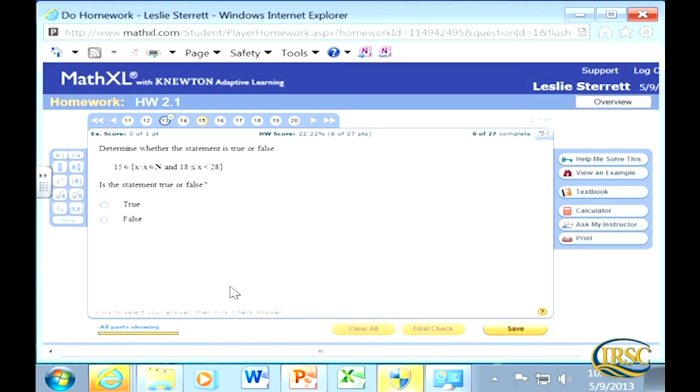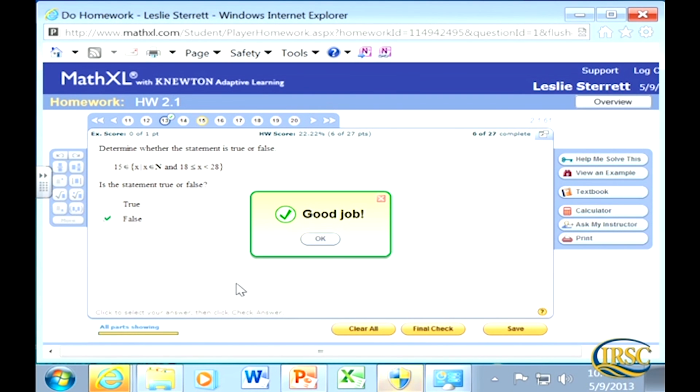Okay, 15 is an element of the set of all elements X such that X is a natural number and X is between 18 and 28. Notice that we're including 18 this time, okay, because there's an equal sign there. All right, so choice 1 is true, choice 2 is false. All right, looking at show of fingers, I've got majority of false. Good job.